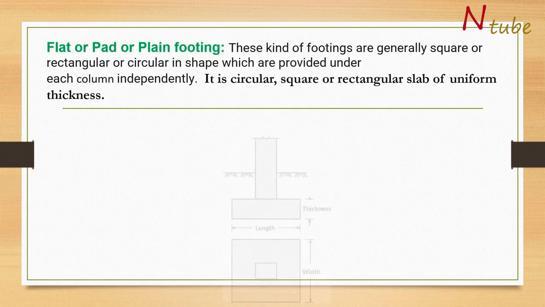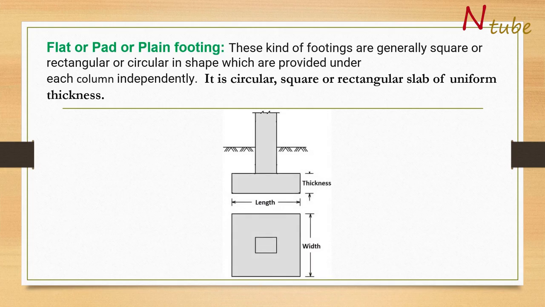Flat, pad or plain footing. These kinds of footings are generally square, rectangular or circular in shape and are provided under each column independently. It is a circular, square or rectangular slab of uniform thickness.